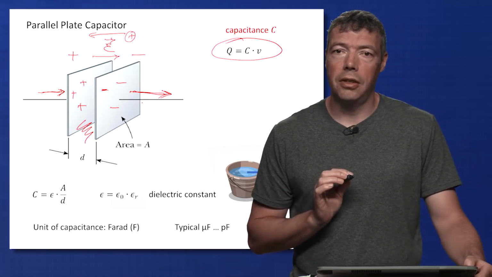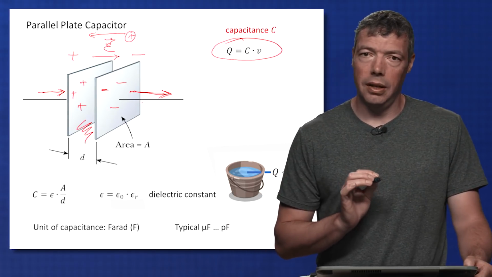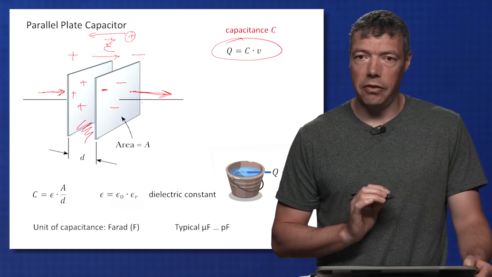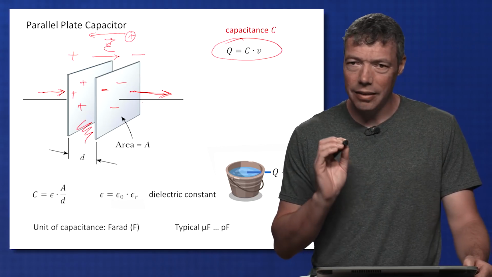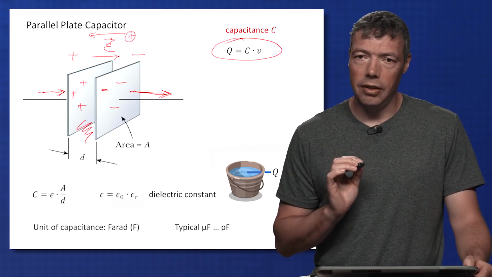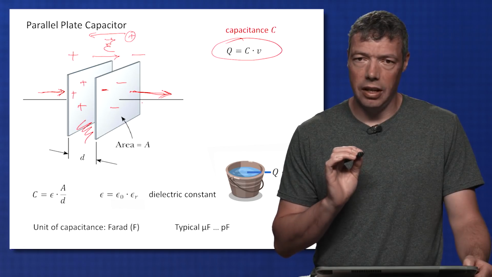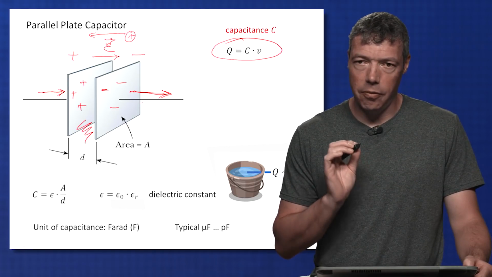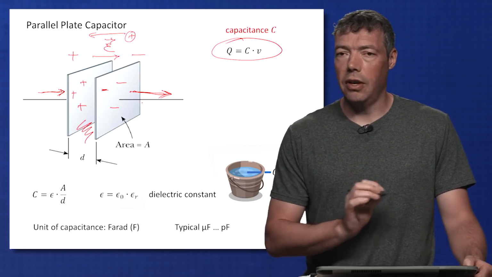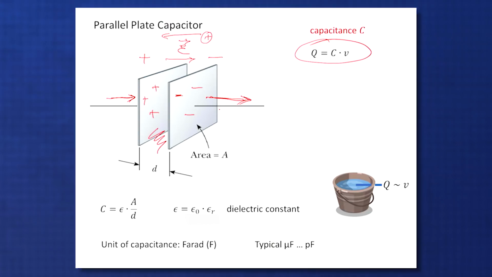The unit of capacitance is called the farad, in memory of Michael Faraday. And an important thing to note is that typical values of capacitors are in the range of micro to picofarads, so very, very small.